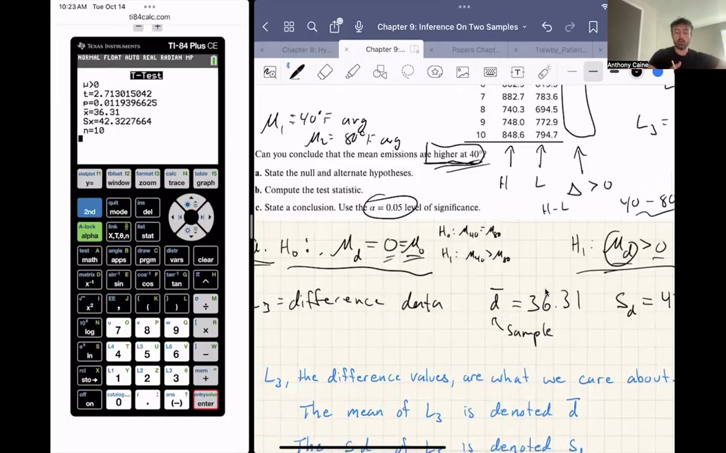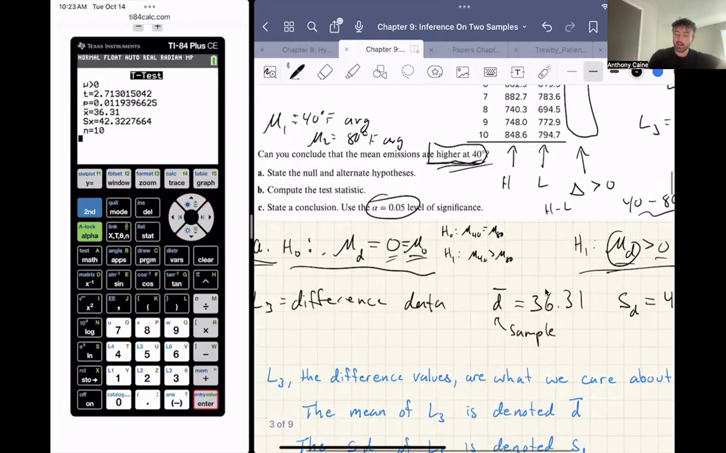The issue is our calculator is expecting one mu because we're doing a t-test. So what is that mu? Well, it's the difference, and so you have to subtract mu 80 and relabel things. We can talk about this if it's confusing. Whatever. That's part A.